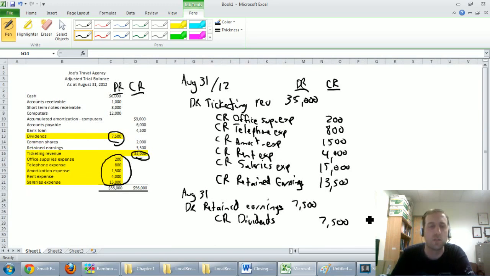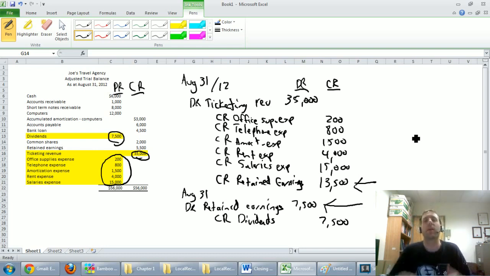I know it's a little bit small on the left, but I think we can read the entry. You can see I've cleared my revenues, expenses to retained earnings, and I've also cleared my dividends to retained earnings. You could do this all in one step if you'd like. That would be fine. I want you to notice the amount that I cleared to retained earnings. When I did my revenues and expenses, I cleared $13,500 credit to retained earnings. And when I cleared my dividends, it was $7,500 to retained earnings.